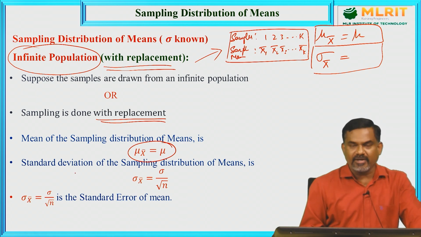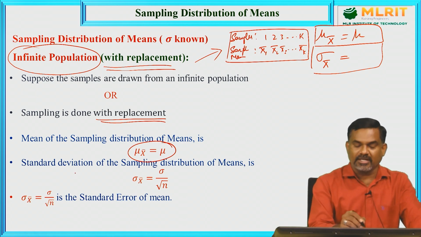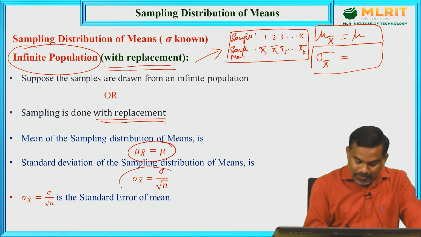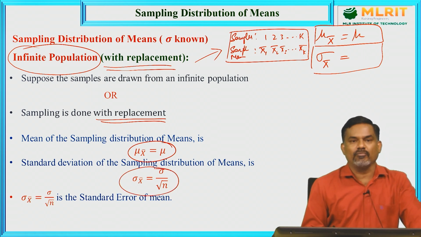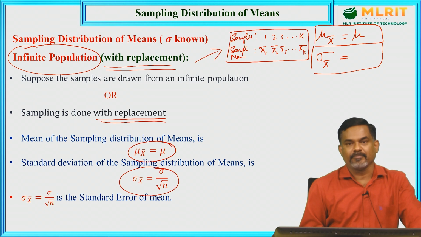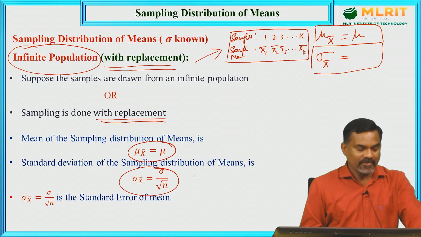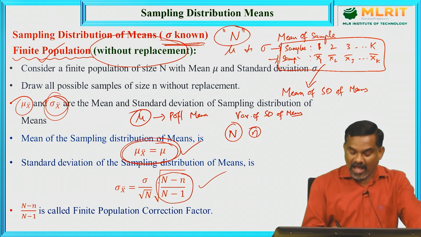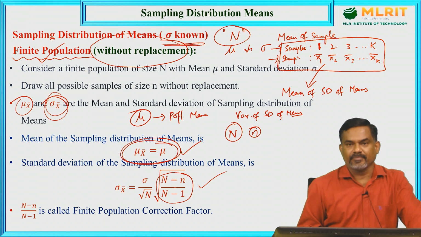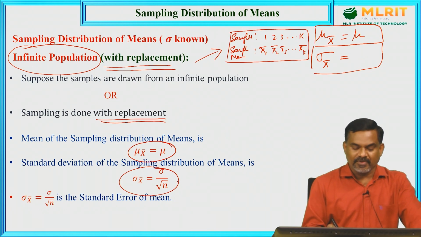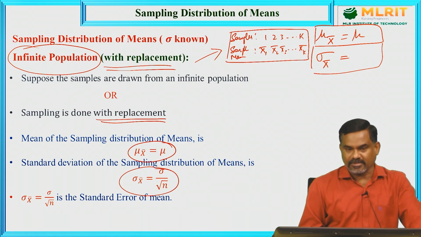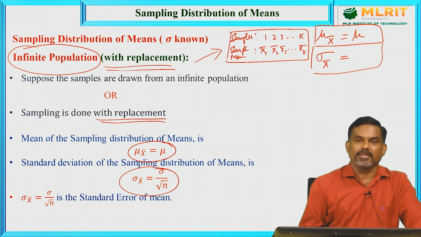Whereas the standard deviation of the sampling distribution of means in the case of with replacement is simply sigma by root n. There is no finite population correction factor, since here the population is not considered as finite. Whereas in the previous case, we have this additional term, the square root of the finite population correction factor, and that term is not present here as the population is not finite, or the sampling is done with replacement.